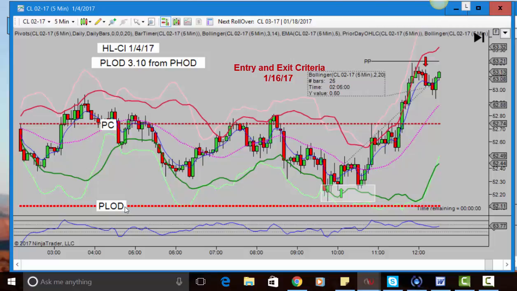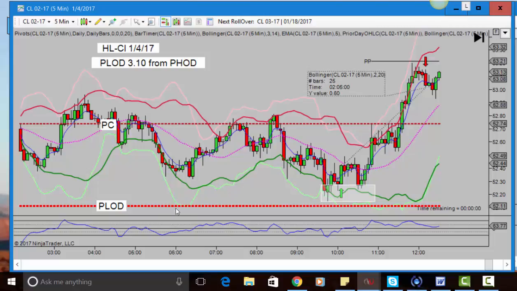the previous lower day is $3.10 from the high. That's a big distance from the previous day's high. So the previous day, the price moved $3.10 down. All right. So when you see that extreme move, you want to start looking for a reversal. You really want to start looking for a reversal at this point.